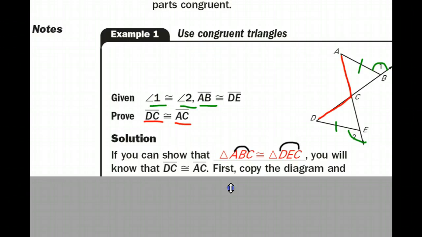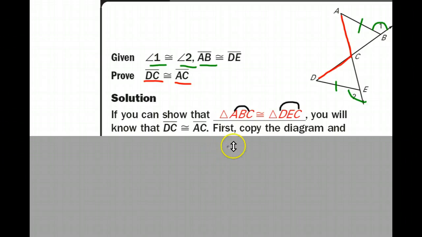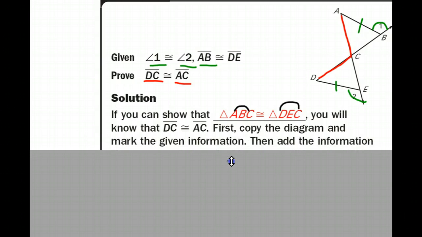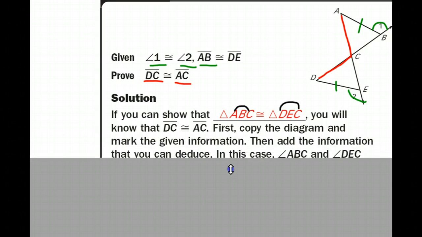So sometimes the book tells you to copy down the diagram, but I just marked up the diagram as they gave it to me. If you want to, you can copy it down. And then it says we're going to add the information that we can deduce. So let's take a look over here at angle ABC and angle DEC.